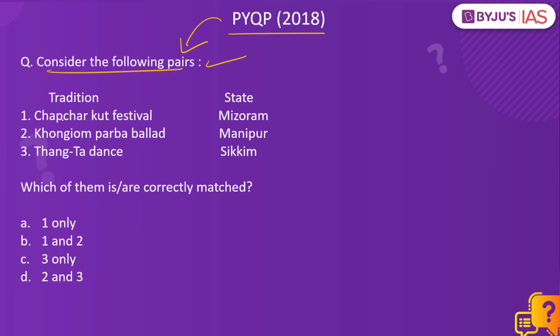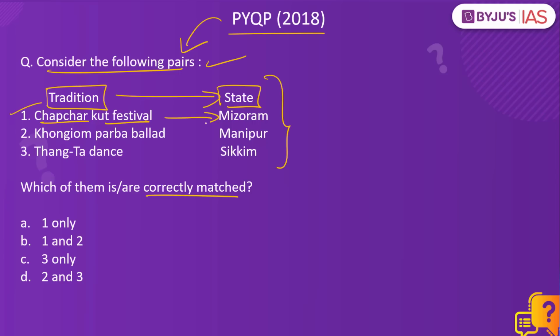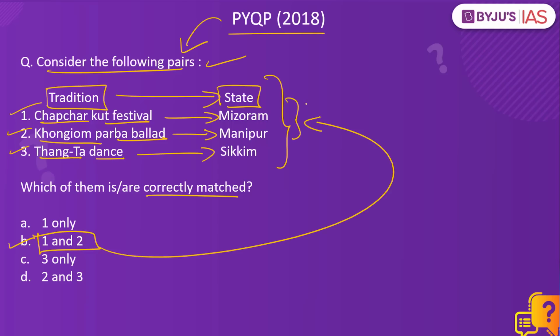Now let's look at a practice question from the 2018 Prelims paper. Consider the following pairs. On the left, we have a set of traditions. On the right, we have the states that they reportedly originate from. So we need to check whether they are correctly matched. First, we have the Chapchar Kut festival matched with Mizoram. Second, we have the Kongyom Parba ballad matched with Manipur. And third, we have Tangta dance matched with Sikkim. The correct answer is option B, 1 and 2 only. Only the first two have been correctly matched.